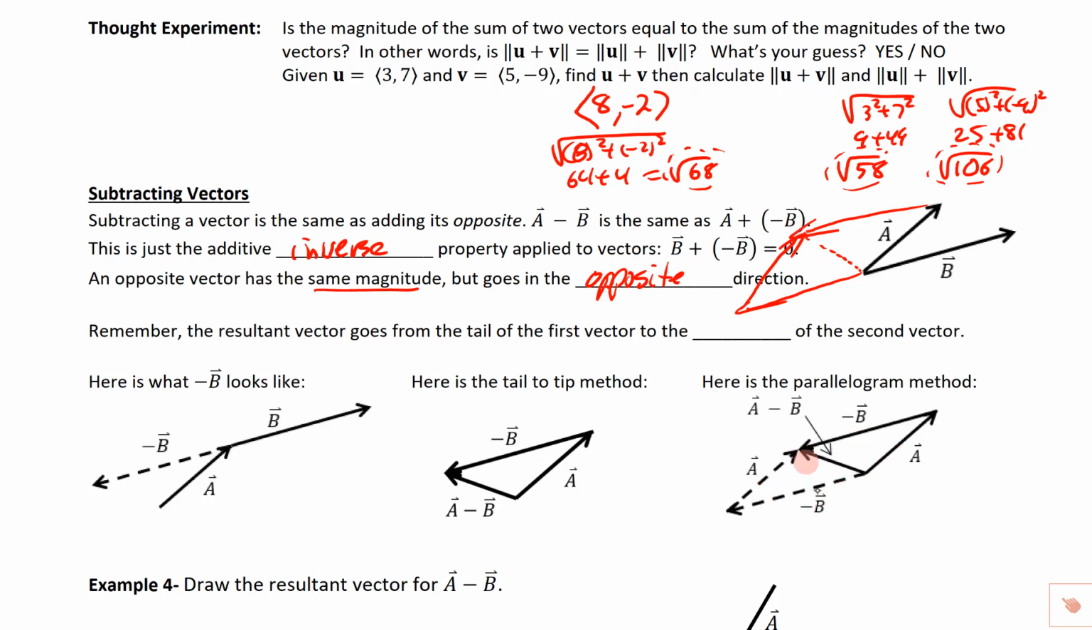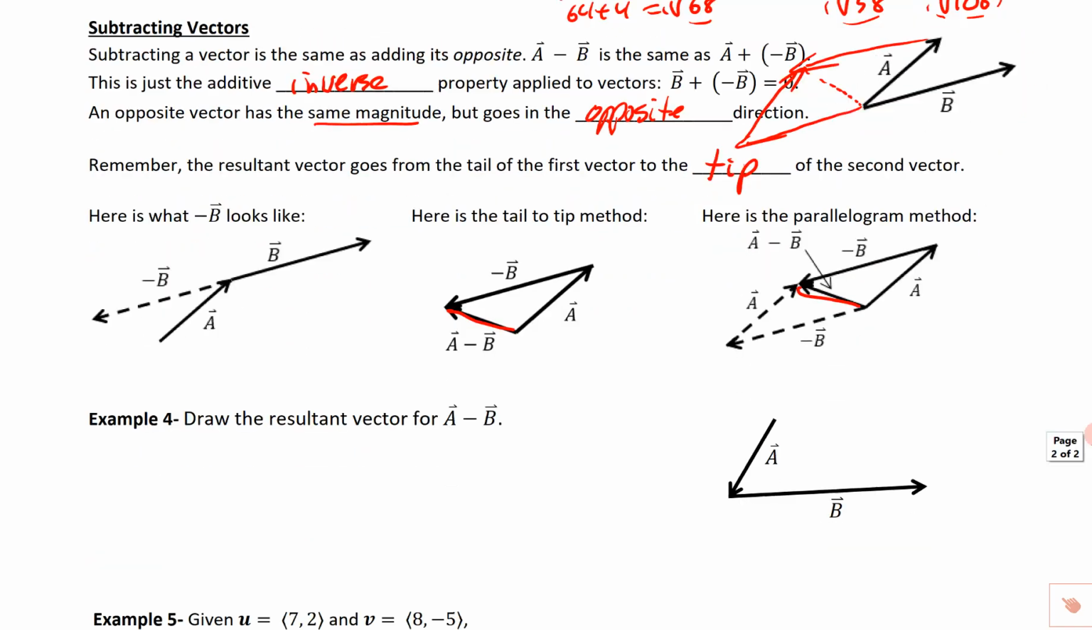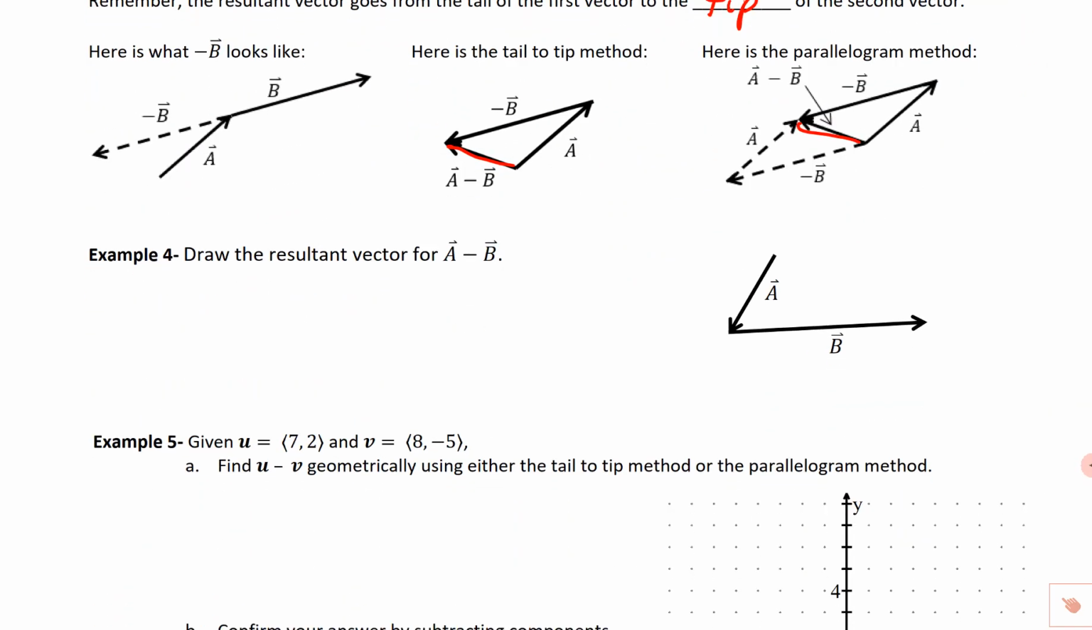So here's what a diagram of that would look like. Again, here's the copy of A, going both in the same direction. Here's the copy of negative B, or subtracting vector B, and then here's our end result. Notice that this and this end up being exactly the same on both of them. And again, just a reminder, the resultant vector goes from the tail of the first vector to the tip of the second vector.